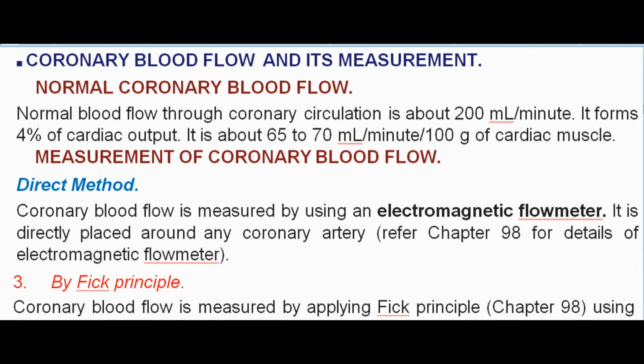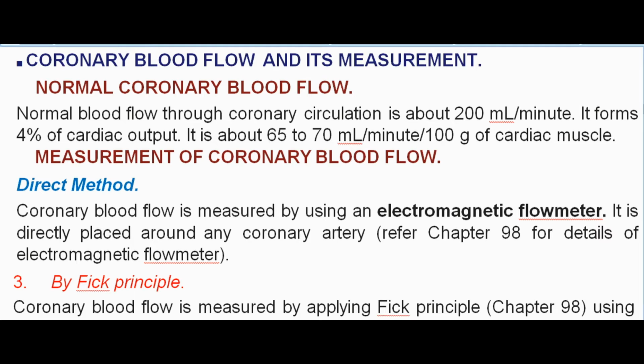Coronary blood flow and its measurement. Normal coronary blood flow. Normal blood flow through coronary circulation is about 200 ml/minute. It forms 4% of cardiac output. It is about 65 to 70 ml/minute/100 g of cardiac muscle.